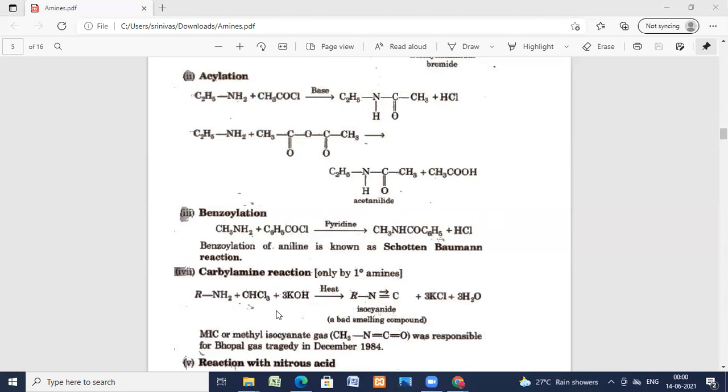Now, this carbylamine test is a very peculiar test. MIC, methyl isocyanide gas, CH3N=C=O. This was responsible for the Bhopal gas tragedy in December 1984. The tragedy is due to this gas.